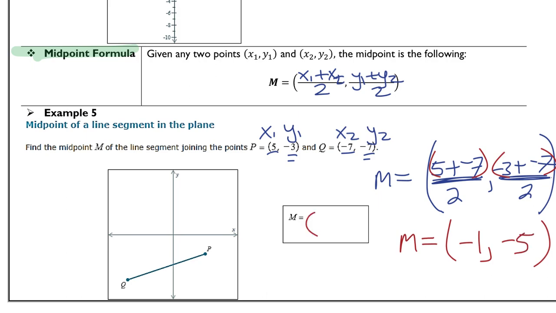Again, our answer is a point. It's a midpoint, so we need all of this. If you forget something, you will lose points.